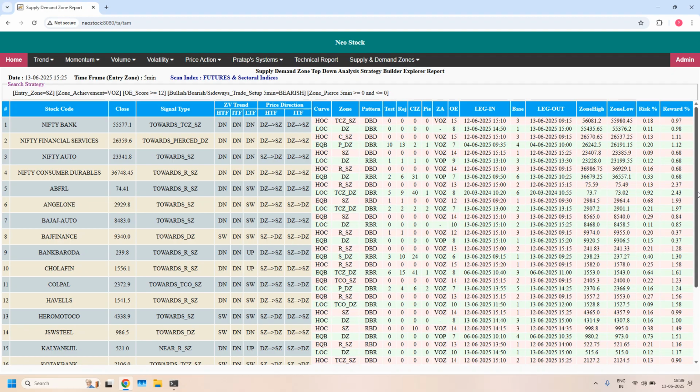So first 15 stocks in the list. NIFTY Bank, NIFTY Financial Services are also there in this list. I'm scrolling the list down.